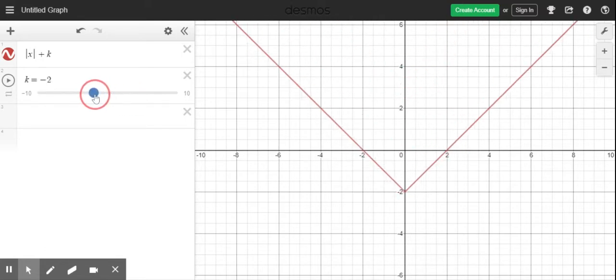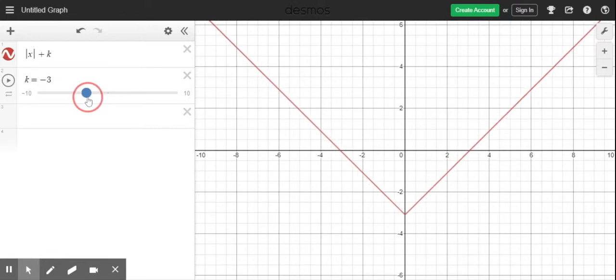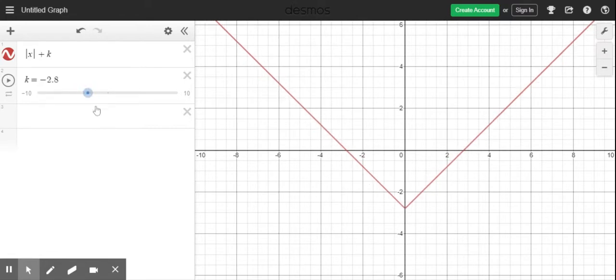So we notice that this constant k, or adding a constant at the end of a function, is going to cause the function to move up or down vertically. So let's look at another case.